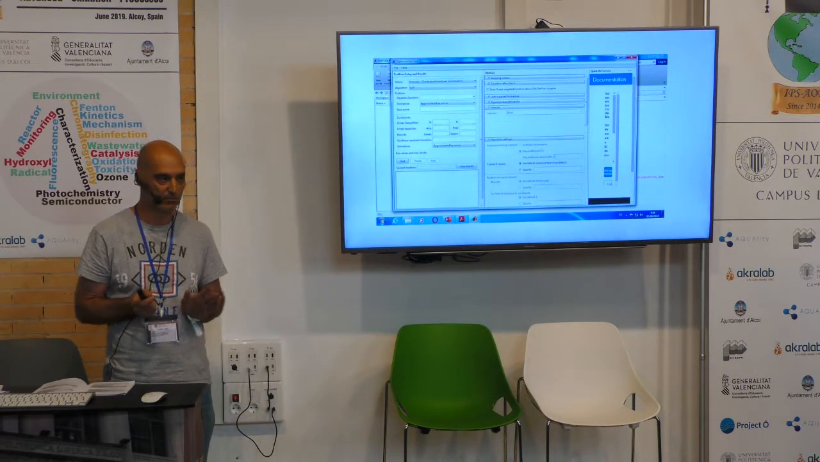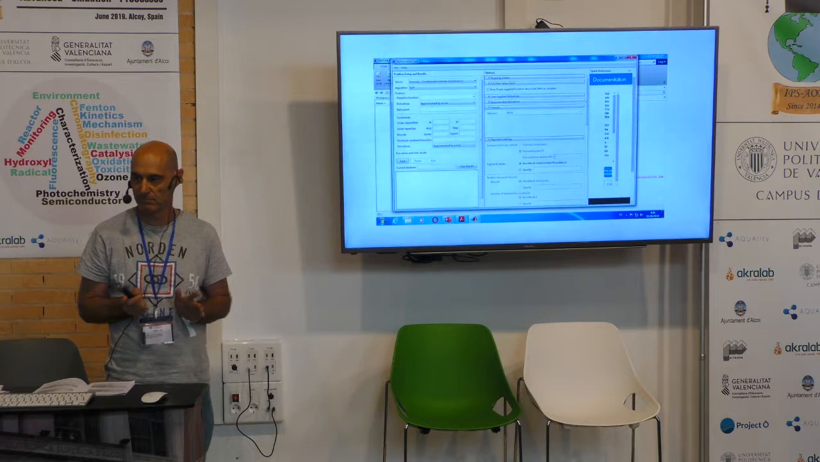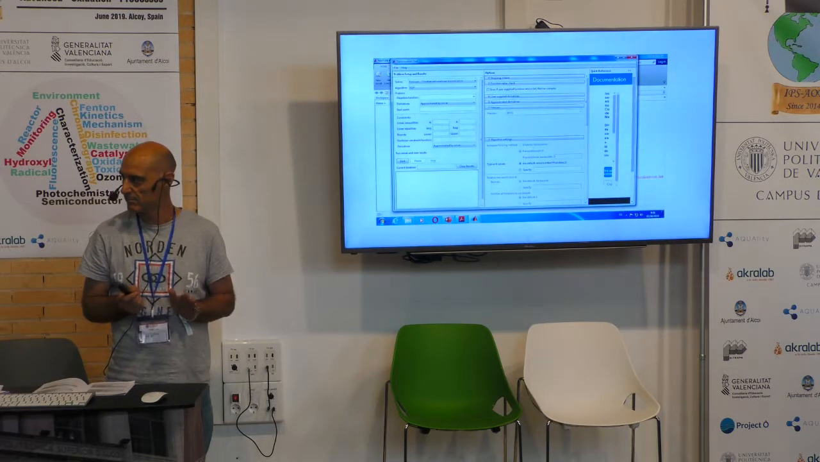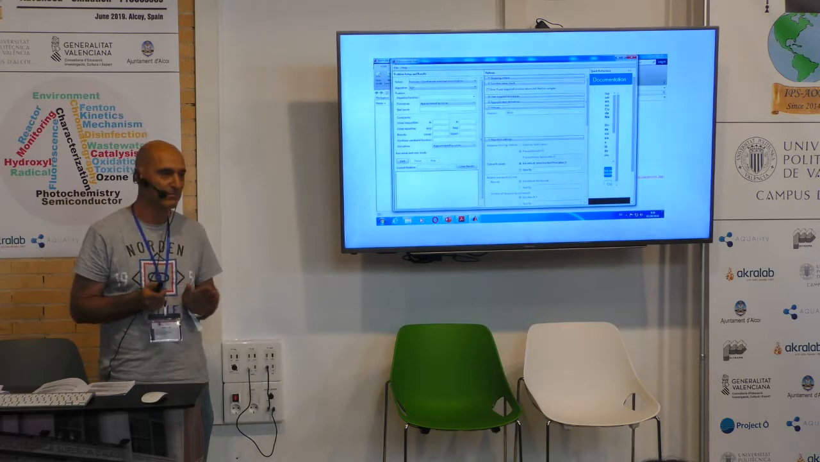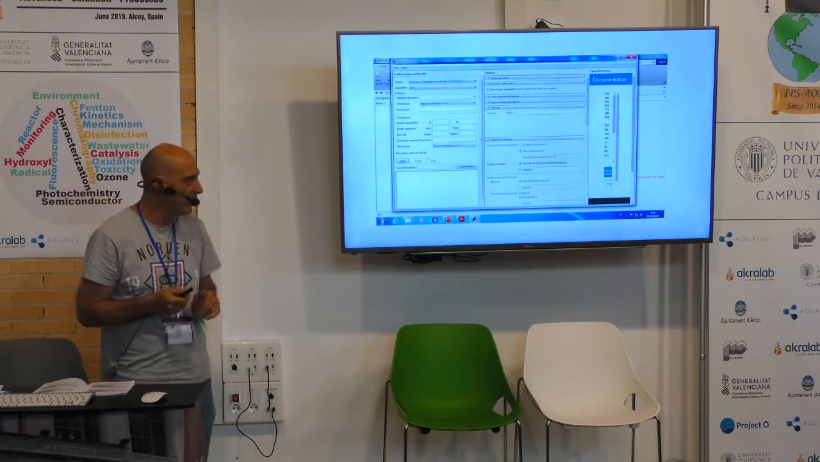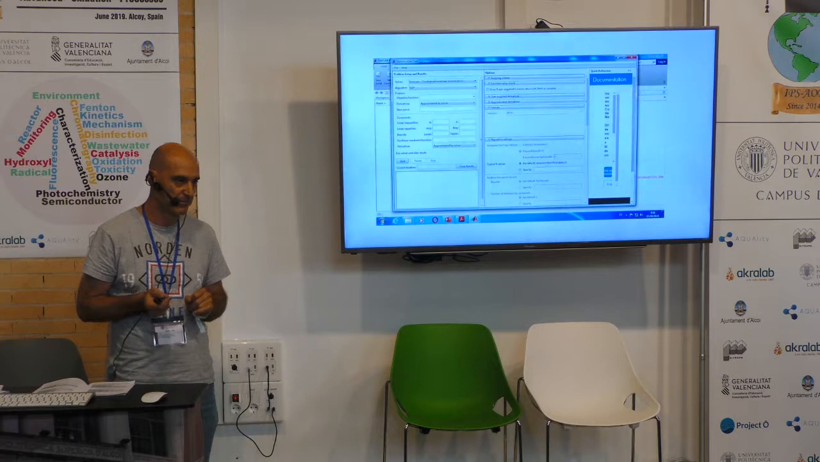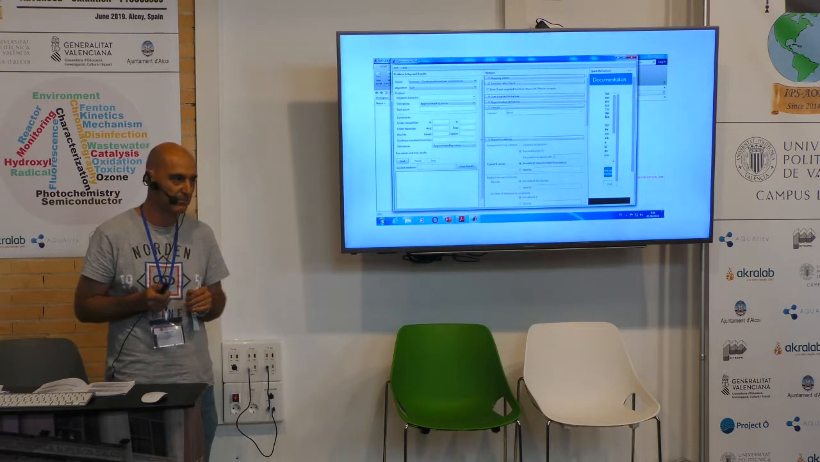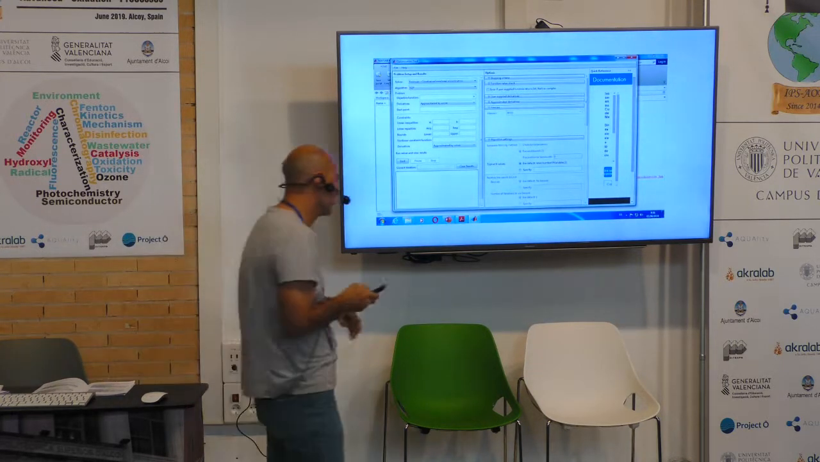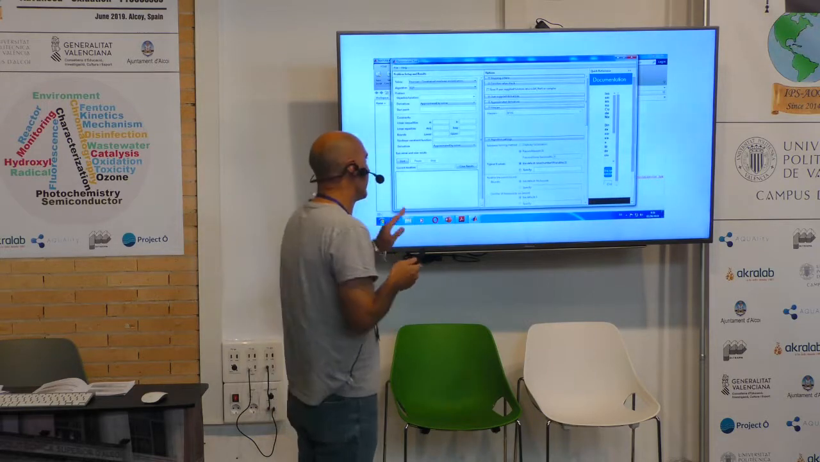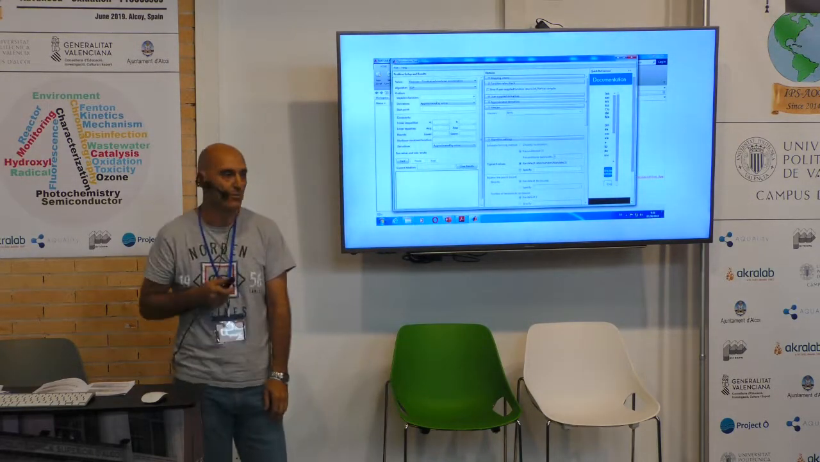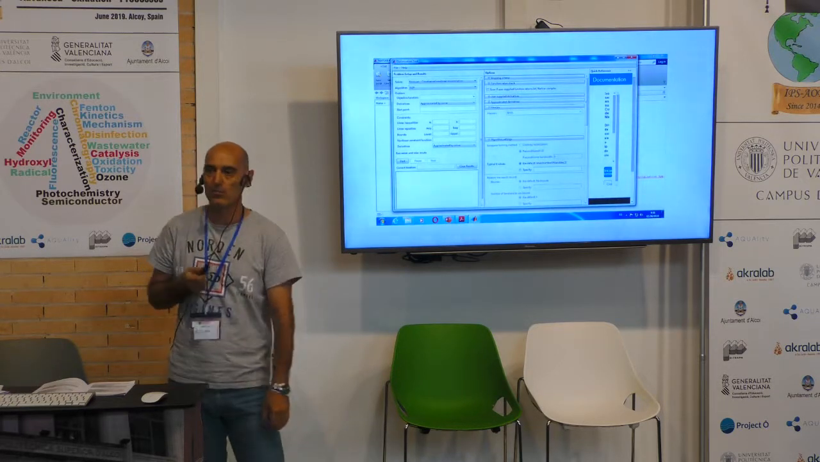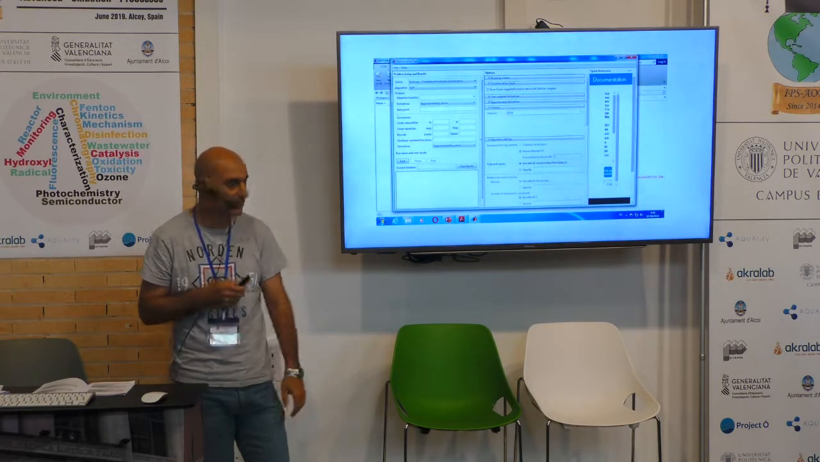I assume that you all know what the Hessian matrix is. Am I wrong? No? It's the matrix of second derivatives of your function. And this is one of the techniques that you use when you are computing the search direction.